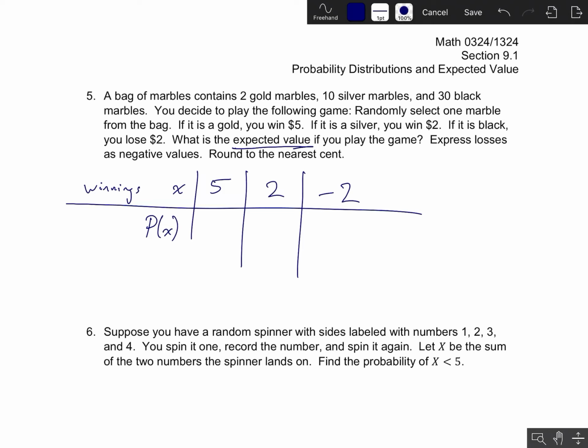The probability of winning $5 in a single draw is going to be 2 out of 42 because there are 2 gold marbles, and then there are 42 marbles in total. Similarly, the probability of getting $2 would be 10 out of 42 because there are 10 silvers, and the probability of losing $2 in a single game would be 30 out of 42.